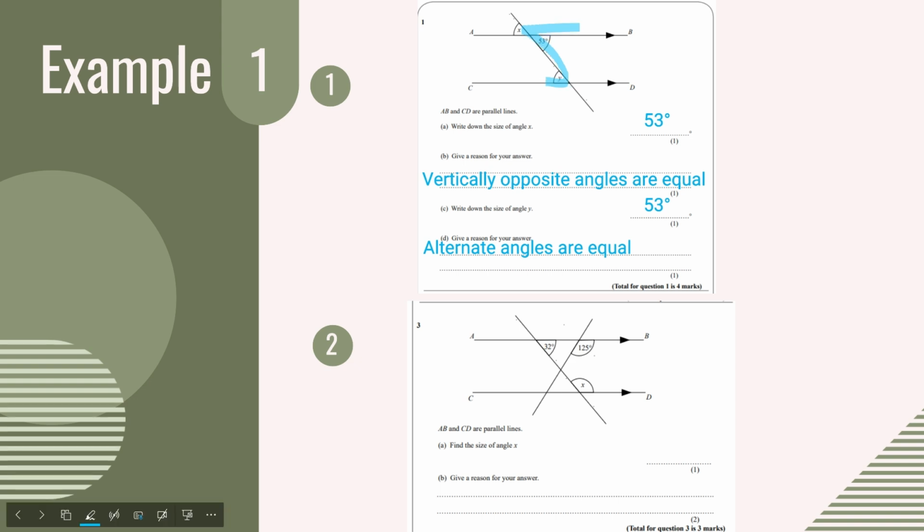Our second question says, AB and CD are parallel lines. Part A of the question says, find the size of angle X. So here we have angles of 32, 125 and X. But we don't need our angle of 125, because X and 32 are in a C shape, meaning they are co-interior angles. And we know co-interior angles sum to 180 degrees. So if we do 180 minus 32, we get our answer of 148. And our reason for our working out would be co-interior angles sum to 180 degrees.